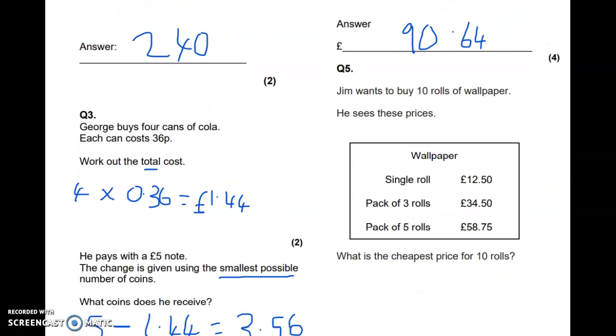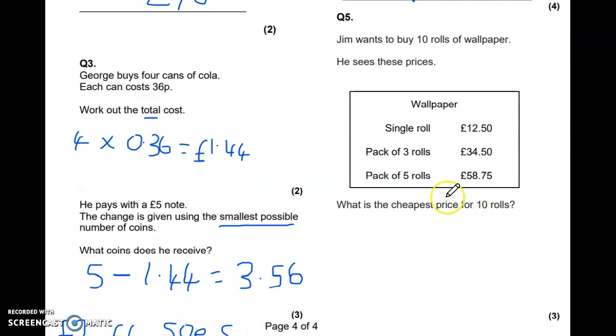Last question. Jim is going to buy some wallpaper. Single rolls are £12.50. He buys 10 of them and he sees those prices. What's the cheapest way to buy them? So he could just buy 10 lots of that. So if I times that by 10, it'd be £125.